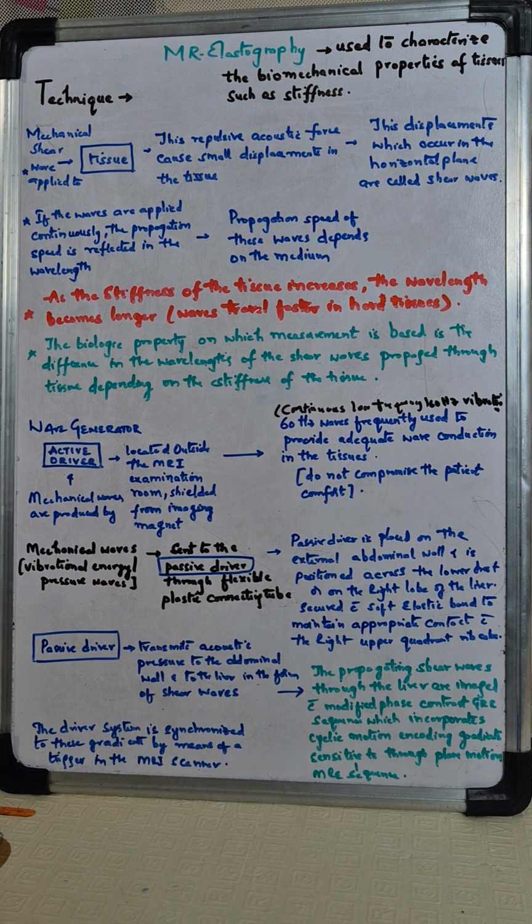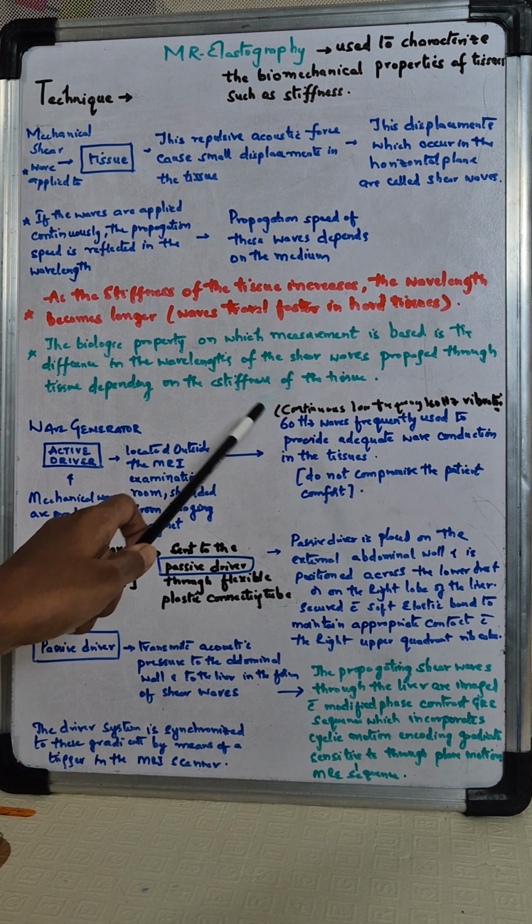So what are the parts of this MR elastography? We have an active drive and a passive drive. The active drive is a wave generator. It is placed outside the MR examination room, shielded away from the imaging magnet. These mechanical waves are produced by this wave generator. That is the active drive.